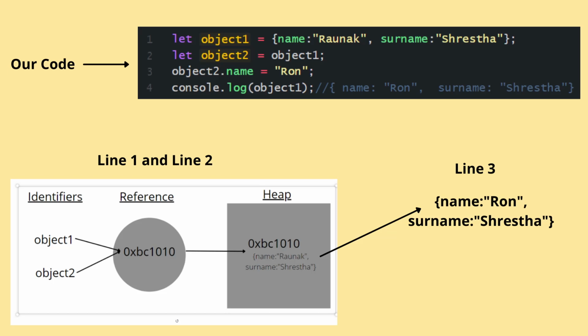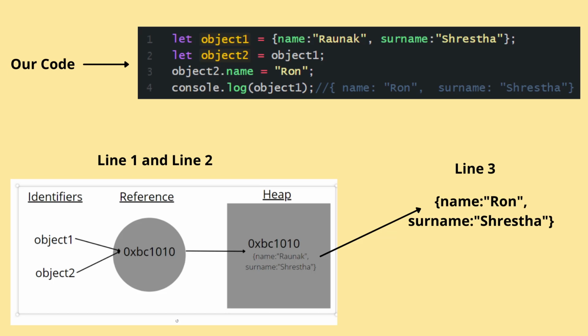Now in the second line of our code, we assign object1 to a new variable called object2. So what happens behind the scenes is that object2 will also now point at the same reference to which object1 was pointing, since now they are equal. Easy, right?